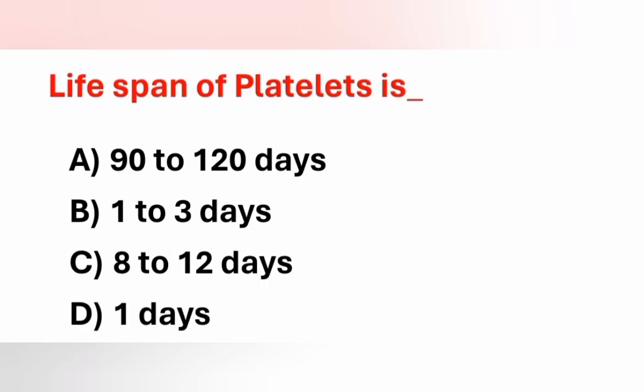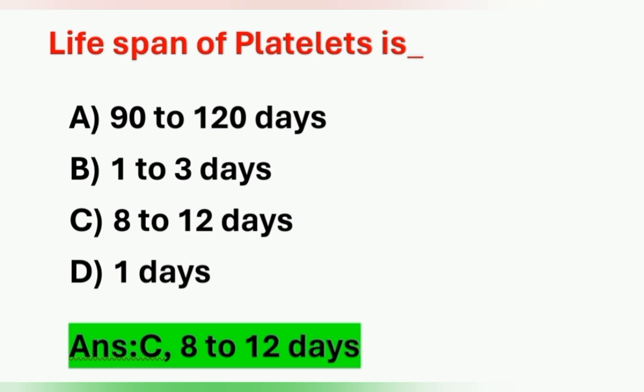And the next question, lifespan of platelet is: option A 90 to 120 days, option B 1 to 3 days, option C 8 to 12 days, option D 1 day. Usually the lifespan of platelet is 7 to 10 days, but in our options, the nearest range is 8 to 12 days, so that is the correct answer. This is one of the previous year questions. So option C, 8 to 12 days, is correct. And the lifespan of RBC is 120 days.